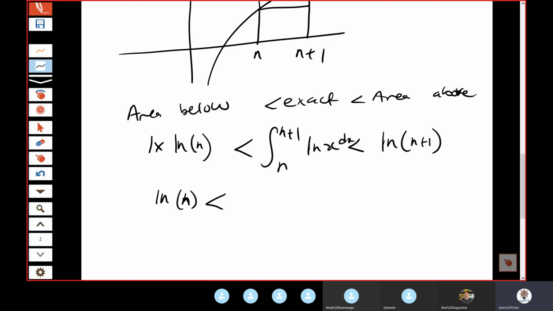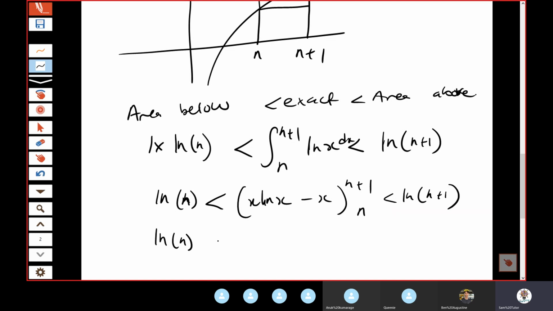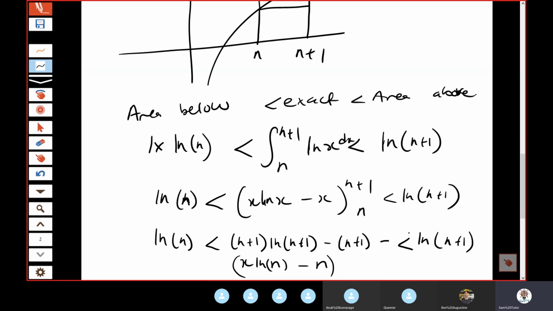And then we know from what we just did before, the integral of log x is x ln x minus x, from n to n plus 1, which is less than log n plus 1. Next line, log n is less than n plus 1 log n plus 1 minus n plus 1 minus x ln n minus n in brackets, which is less than log n plus 1.